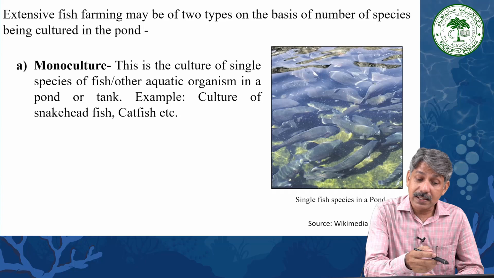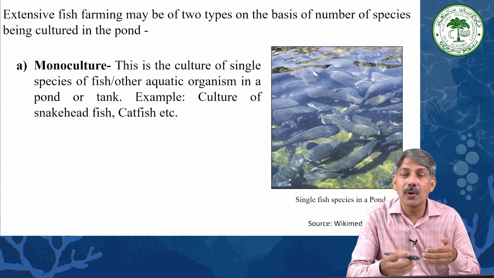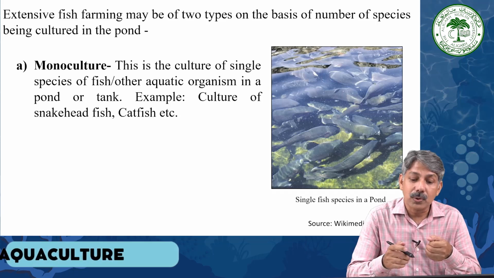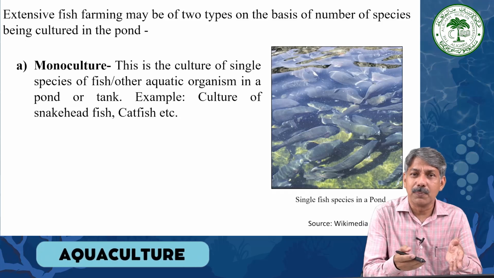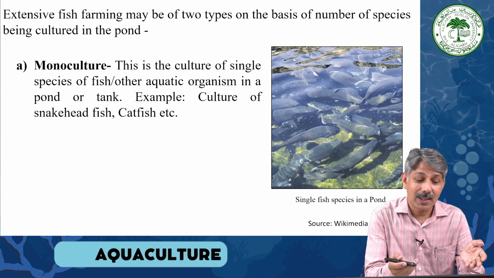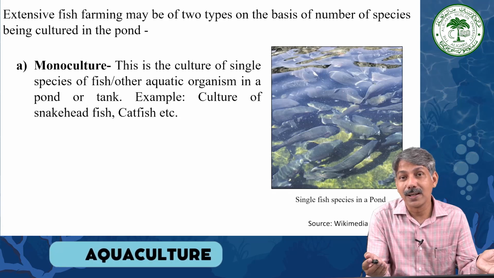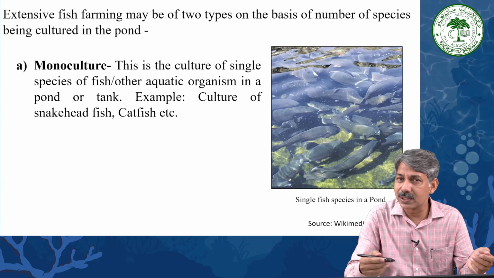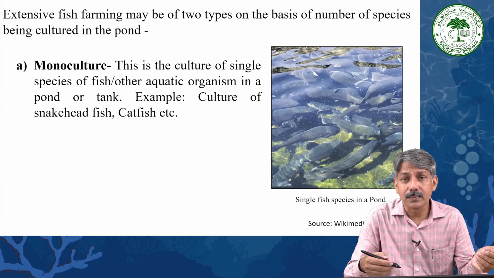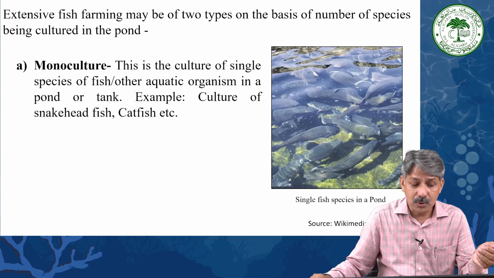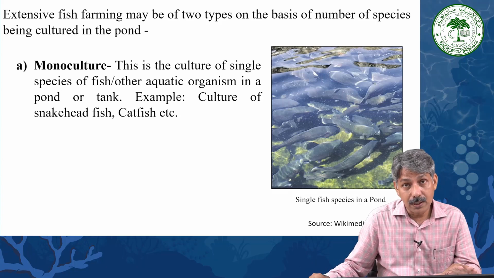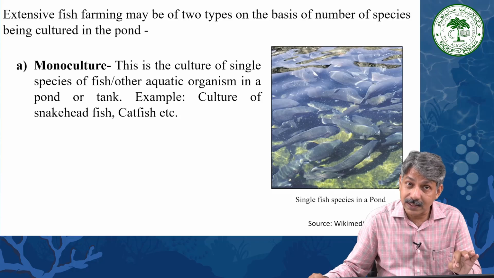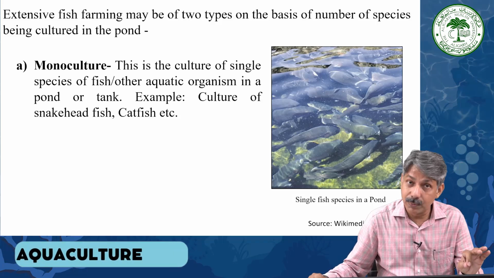Extensive fish farming, again, is based on the stocking density and the level of management. Extensive farming may also be monoculture if you are raising only one species, but if you are not taking many management measures, then it will be extensive. Snakeheads, catfish, or whatever, that depends on the selection of species and on factors that will vary from one place to the other. So if only one species is being cultured without much management, at low stocking density with no artificial or supplementary feeding from outside, then it will be monoculture.